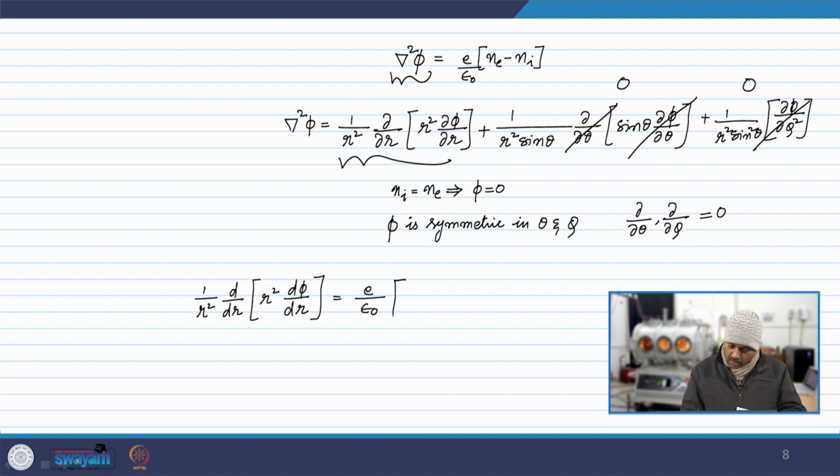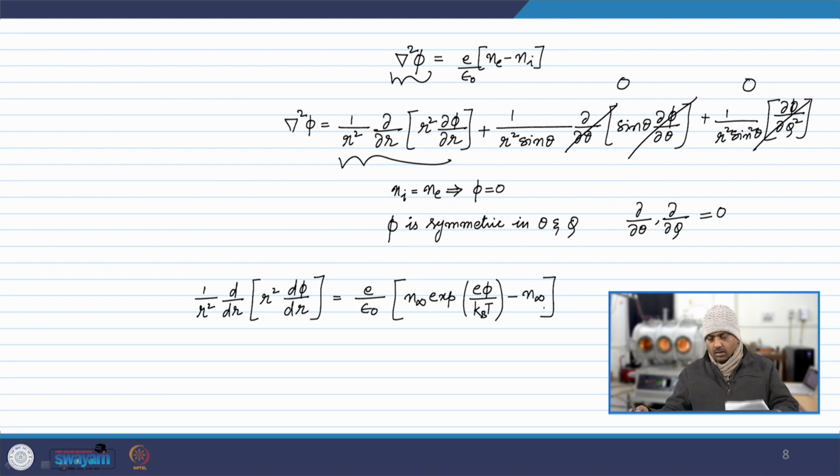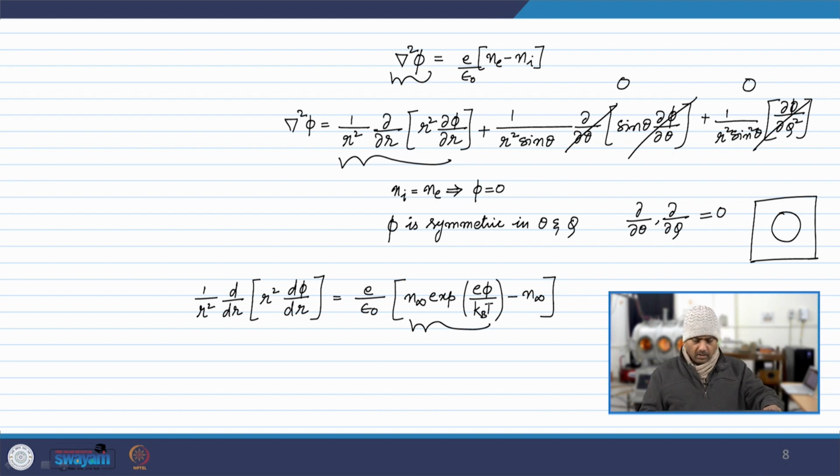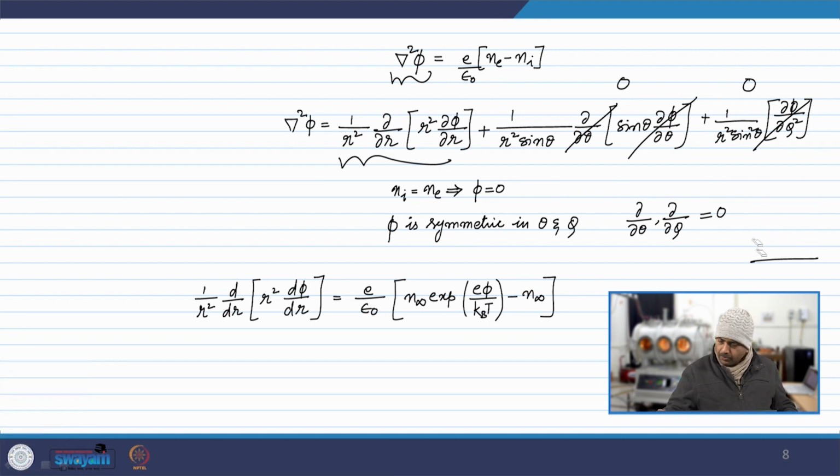N e, we know N e is N infinity exponential e phi by kBT, minus N infinity. You see, you have a positive term which appears in the exponential, which says that at higher energies you will have more electrons at a given temperature. Generally, the distribution is opposite, right? But it is indeed true as long as you consider this plasma system within this cloud, of course; this is valid, right? That is the beauty of this expression that you see here, right? Now, we can, all this is not required.